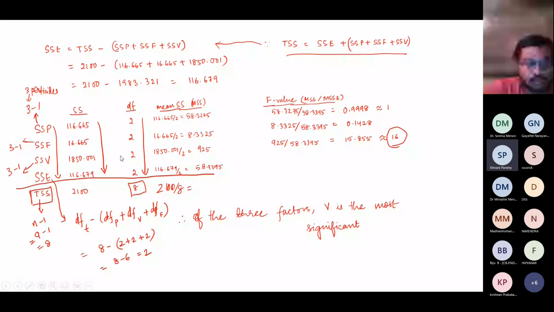What is the logic behind it? For this one, for the degrees of freedom of variety.